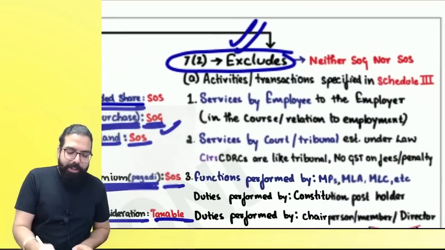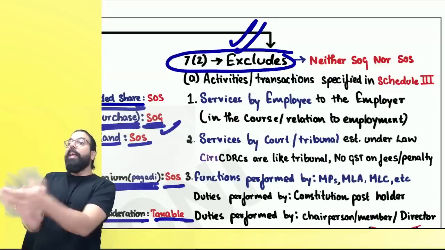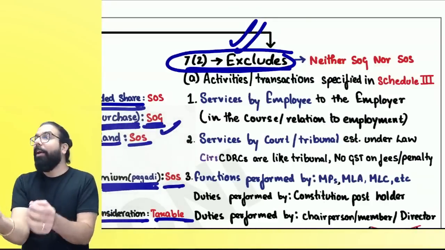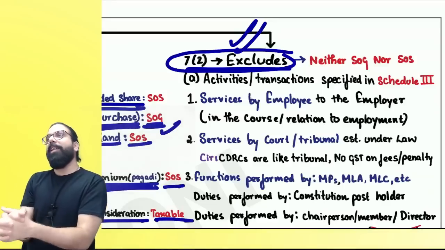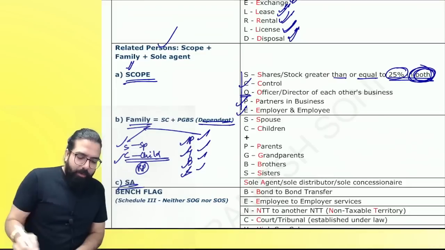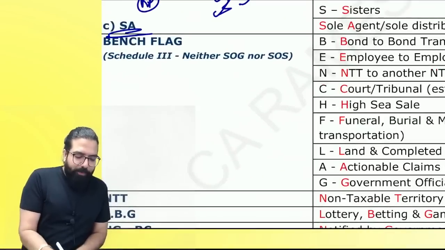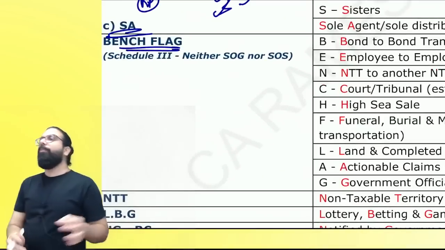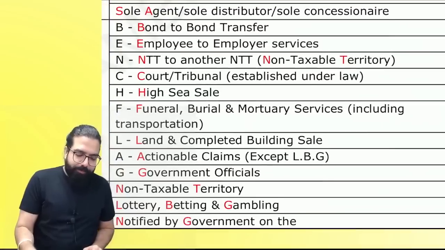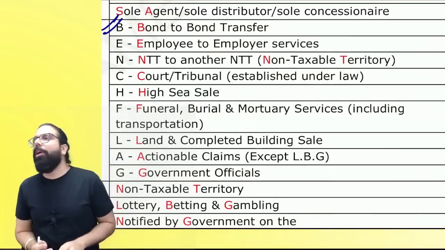Now Section 7(2) says that even if something falls in Section 7(1)(a), (b), (c) and it's a supply, still it will be neither supply of goods nor supply of service. How do we remember this? We remember this as BENCH FLAG. Bench flag is always neither supply of goods nor supply of service. What is bench flag, everyone? B for bond to bond transfer.